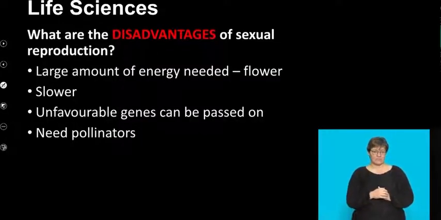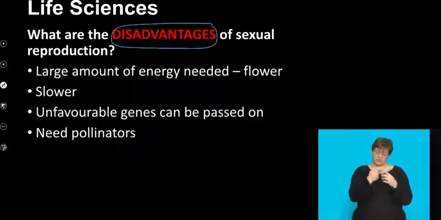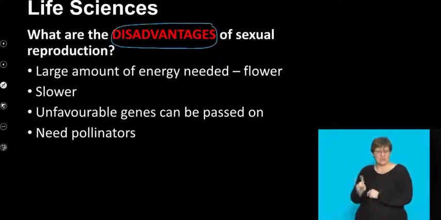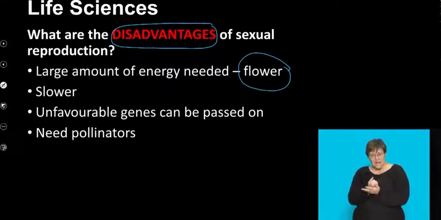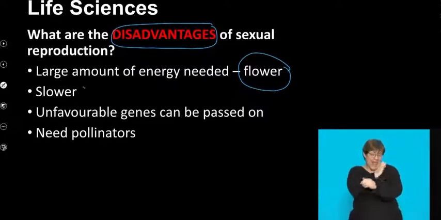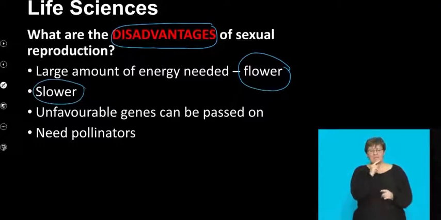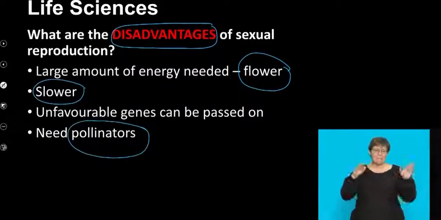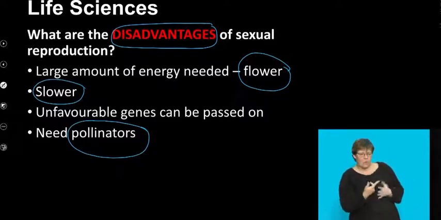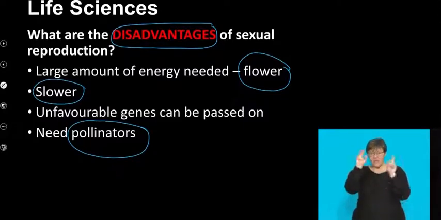Okay, so what would be the disadvantages? What would be the cons? Now, as I said to you, when it comes to producing sexually, plants have to produce a flower. And with that flower, they're going to produce pollen, and it needs a lot of energy. It's slower, it's time-consuming. You need pollinators, so you can't use insect spray, because then you're going to kill the insects along with the things that you really need.